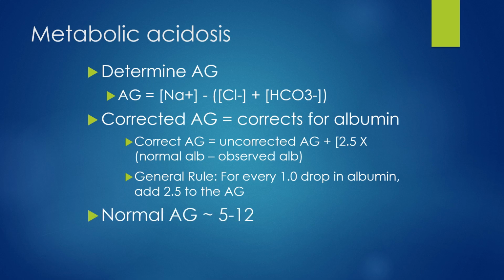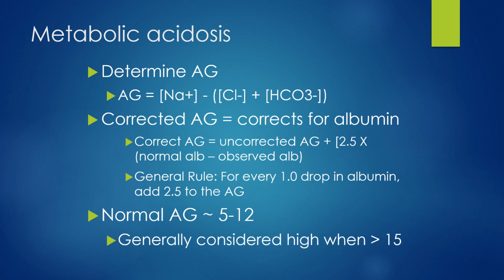So a normal anion gap should be around 5 to 12. However, it's generally accepted that it's high once it's greater than 15. But this is dependent on whatever lab values you're at.